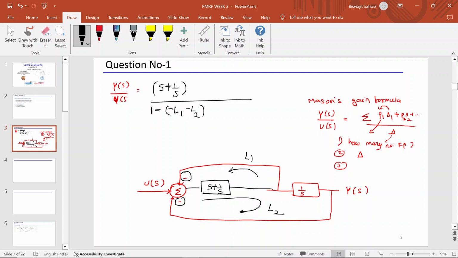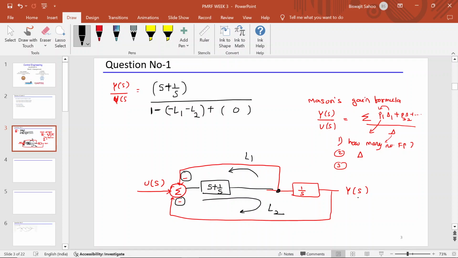So I have written that. Again I need to check whether there are any other loops. There are no other loops. But are these two loops independent of each other? Meaning, is there no common point touching? No. If a point is common to both loops, they are touching loops. So the second term will be 0, and that's it.